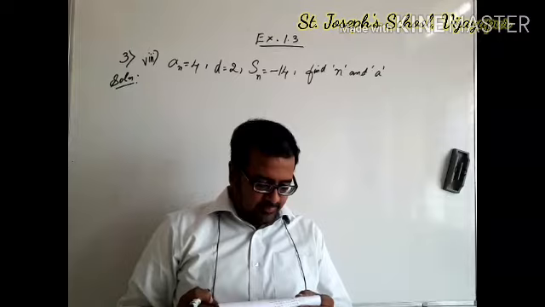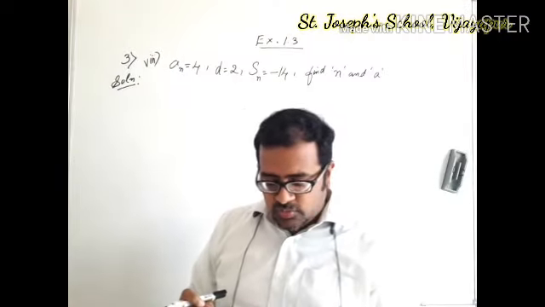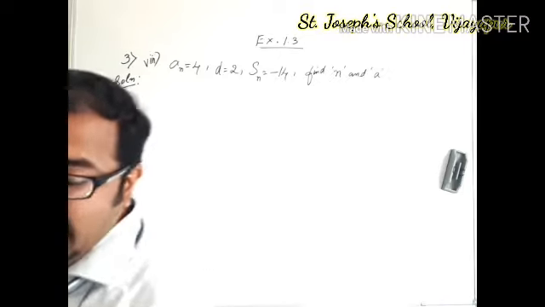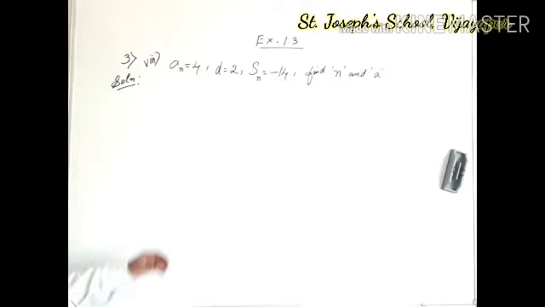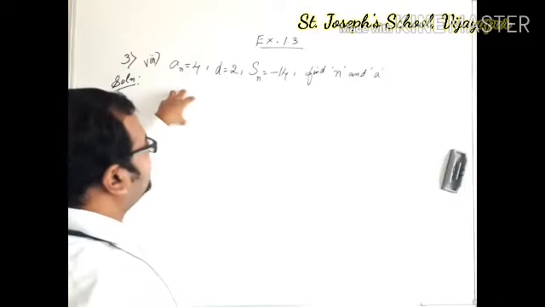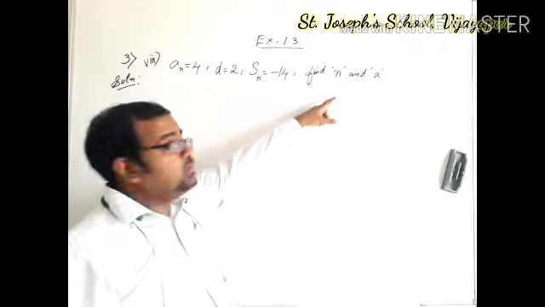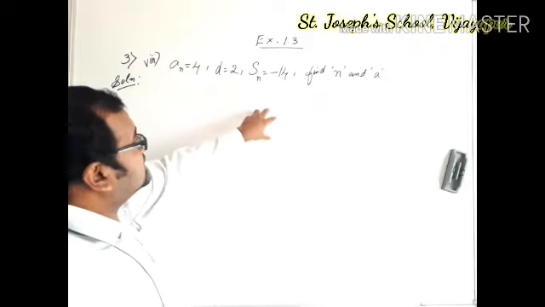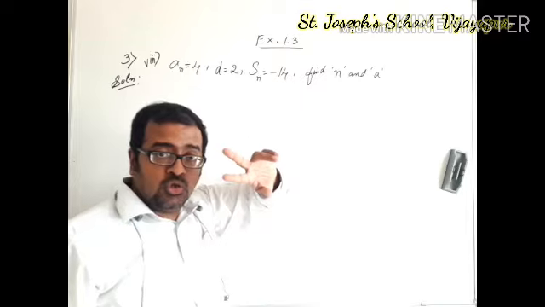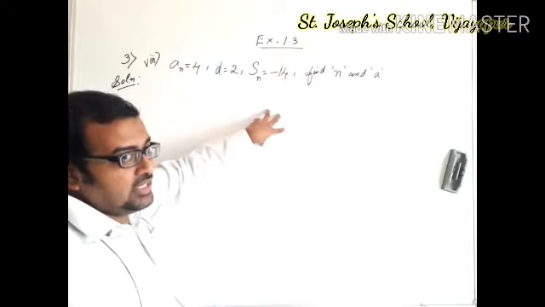Sub question 8. An is equal to 4, d is equal to 2, Sn is equal to minus 14. Find n and a. So again, we'll just see if Sn can be used here. If I use the Sn formula, Sn is equal to n by 2 into 2a plus... I don't know n and I don't know a, two unknowns. So that formula is not being helpful.